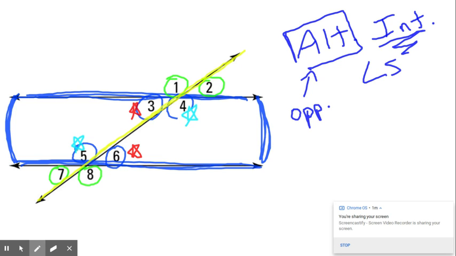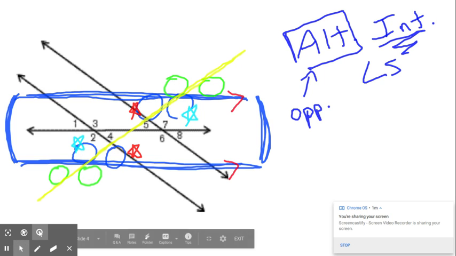Now remember, when the sides of your car are parallel, those have to be congruent to each other. So if you know these are parallel, that means 3 and 6, and 4 and 5, are congruent. All right, how about another one?